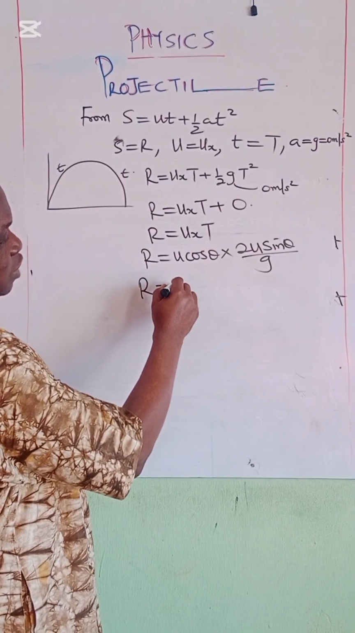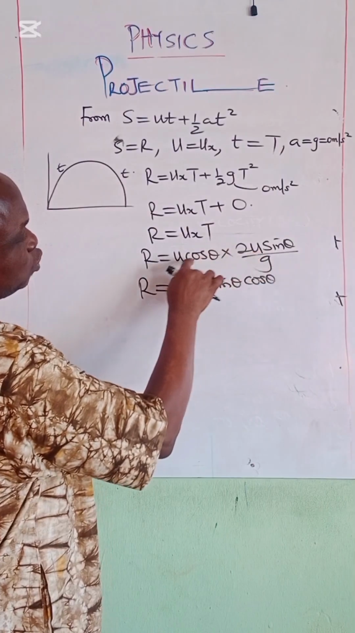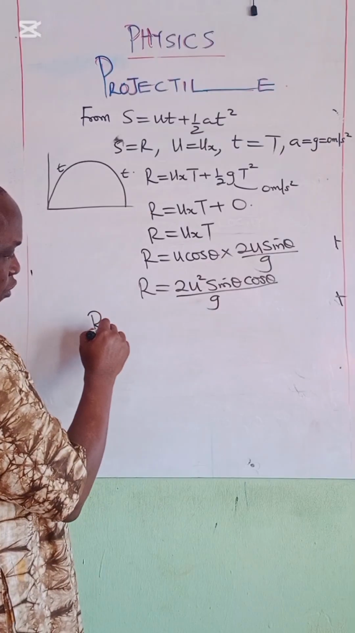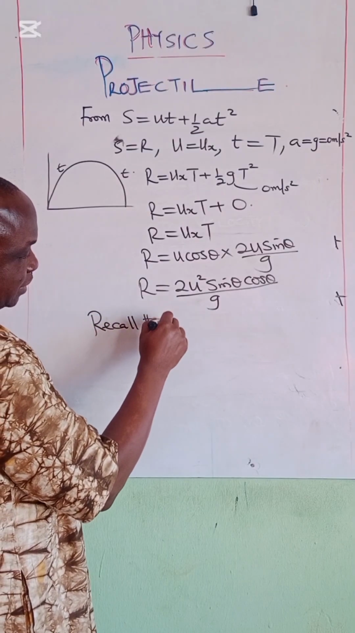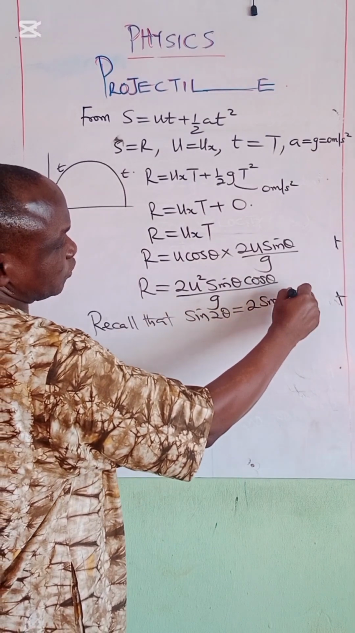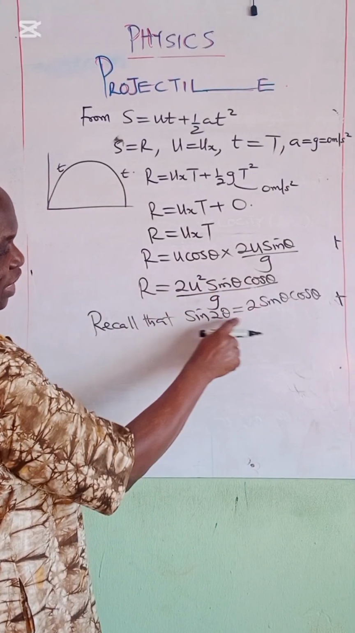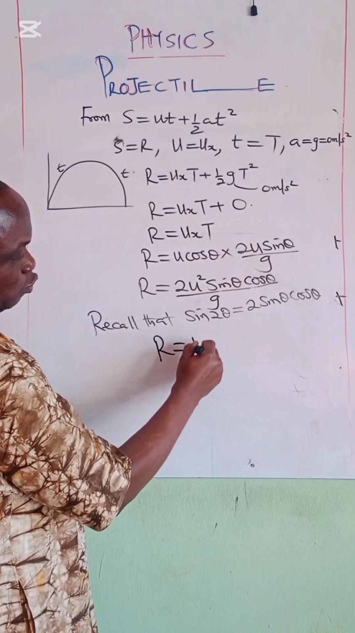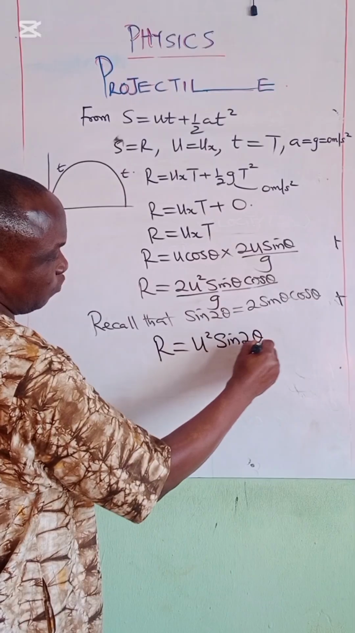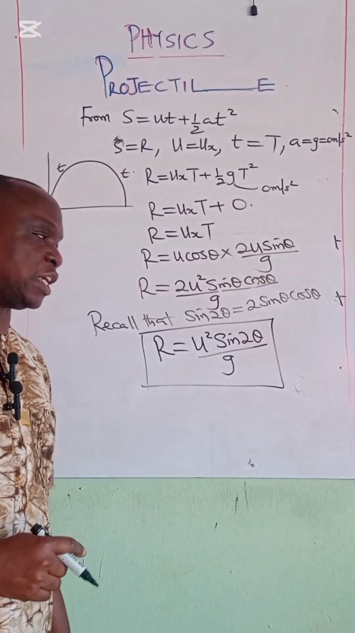So you combine this together, you have 2U squared sin theta cos theta. U times U will give you U squared, then we have 2 here, sin theta cos theta, everything all over G. But recall that in trigonometry, sin 2 theta is equal to 2 sin theta cos theta. So anywhere you see 2 sin theta cos theta, it is the same thing as sin 2 theta. So our range will now be U squared sin 2 theta, everything all over G. This is the formula for finding the range of a projectile.